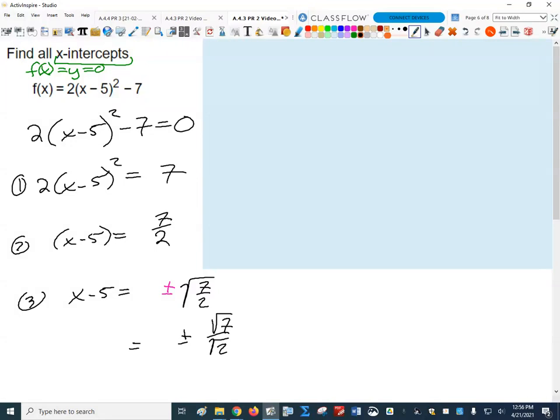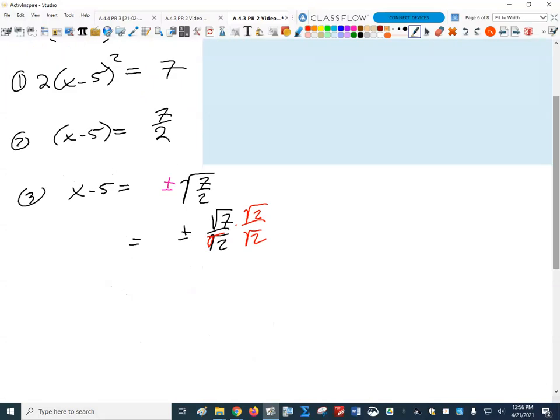And, okay, but what's the last thing I got to do here? Okay, good. No tents in the basement, right? So we've got to multiply top and bottom by the square root of 2, and that gives us a 2 on the bottom, which is great. Then we end up with plus or minus square root of 7 times square root of 2 is what? Square root of 14. Good. Okay, that's good. So finally, we simplified that radical.